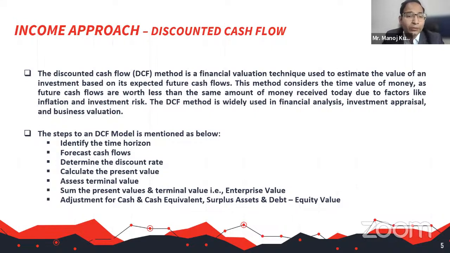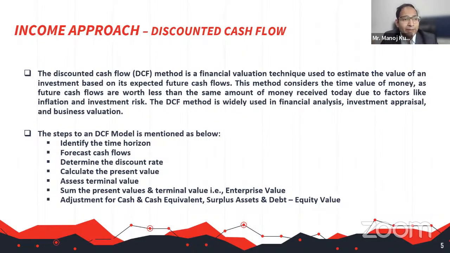So here what we generally do is determine the time horizon for which cash flow projections are made, and then forecasted cash flow is made for those periods. Then a fair discount rate is determined considering various factors. And then the present value of the cash flow of each of the years is determined by discounting those cash flows as per the discount rate determined by the valuer.